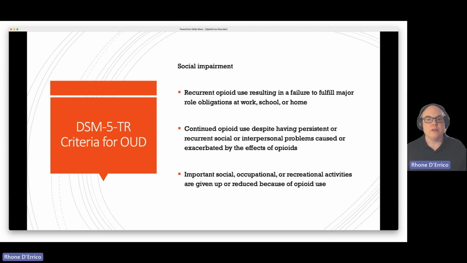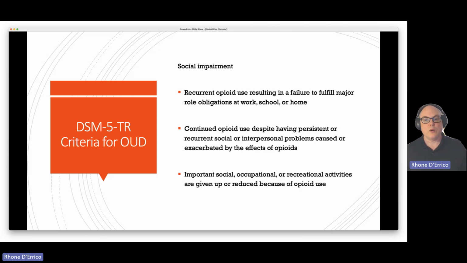Another criterion is continued opioid use despite having persistent or recurrent social or interpersonal problems caused or exacerbated by the effects of opioids. Because of their use of opioids, this person is having major social or interpersonal problems. They're constantly fighting with their significant other. Their friends don't want to interact with them because of their use, etc.